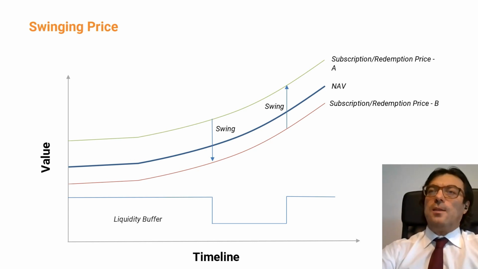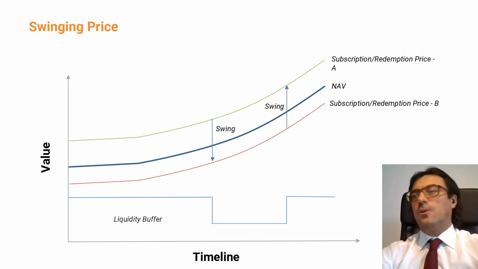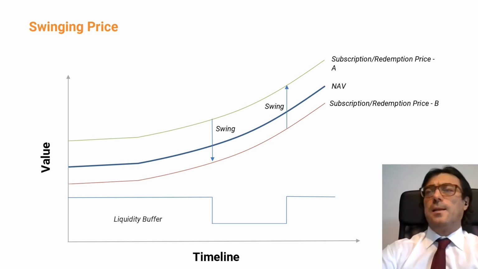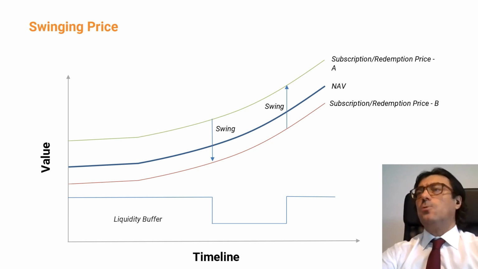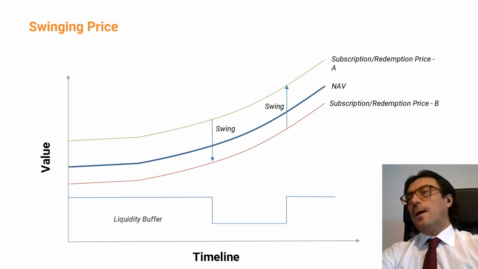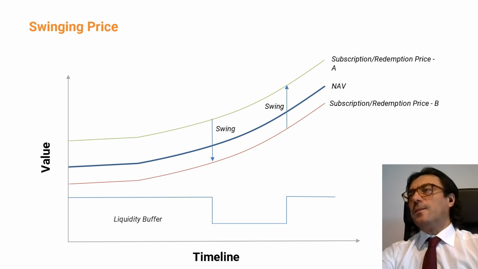Typically, all investors will redeem and subscribe at the green price, as long as the liquidity buffer is above a certain level. So it could be 5%, it could be 10%. And this liquidity buffer is not cash. It typically is held in listed securities. However, at some point, the liquidity buffer drops. So what happened? A new price is introduced, which is this red line. So the price will swing.